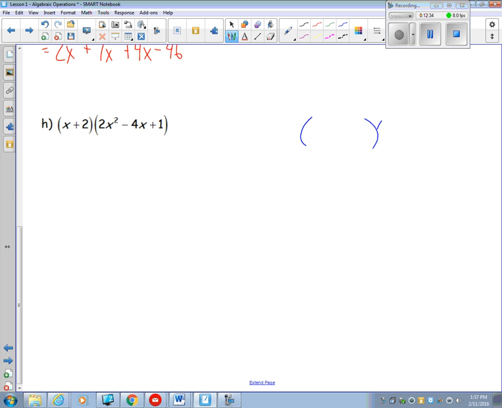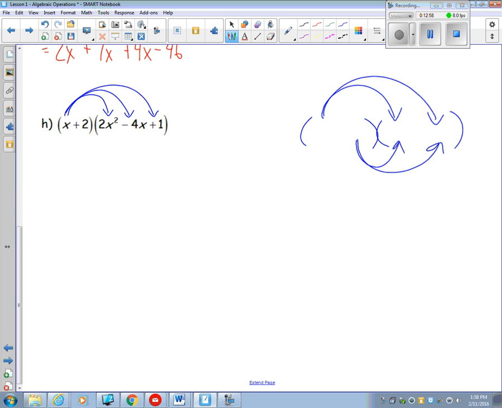The idea of FOIL was to multiply this, and then that, and then this, and then that. So basically, the first term in the first bracket, by everything in the second. And then the second term in the first bracket, by everything in the second. If I use that idea, that means to me in this case, I'm going to multiply x times that, and that, and that. And then the 2 times each of these things. And that will get rid of my brackets.